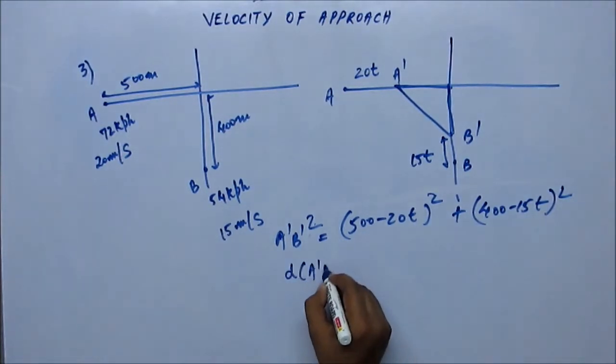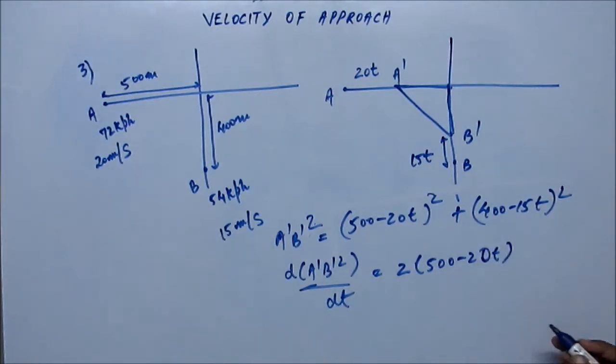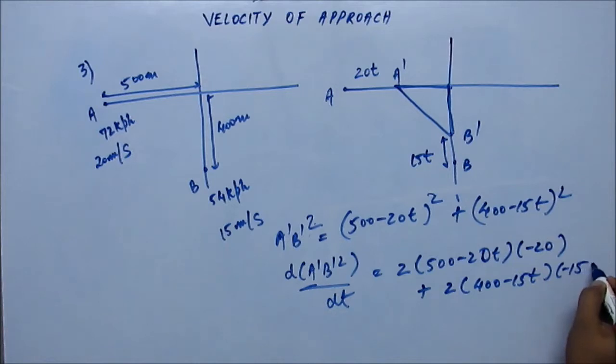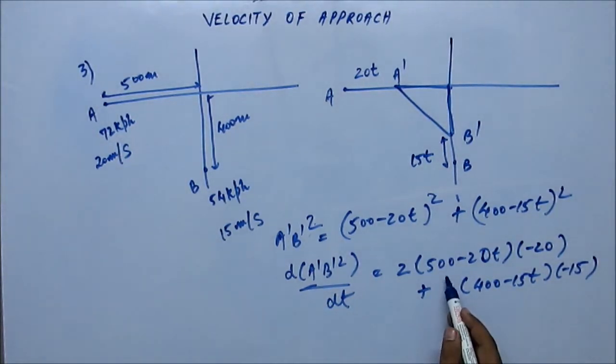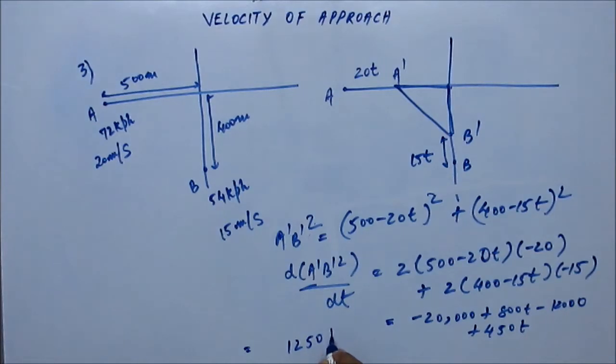Okay, so let's differentiate A dash B dash square with respect to t. Now you should be very handy in differentiating this kind of function, because you must have differentiated 100 times before when you solved the exercise in calculus. Right? So when you do it, you will get minus 40 minus 20,000 plus 800t minus 30 minus 12,000 plus 450t. This is going to give us 1250t is equal to 32,000. From here we get t is equal to 128.